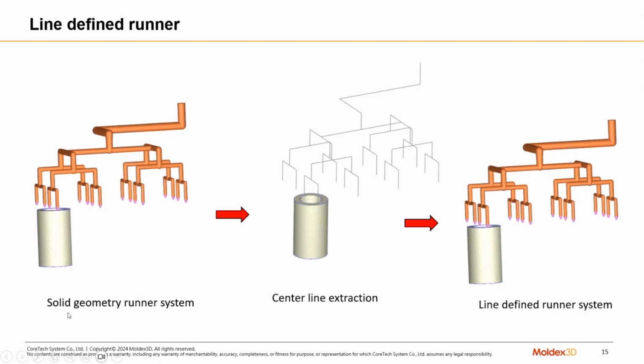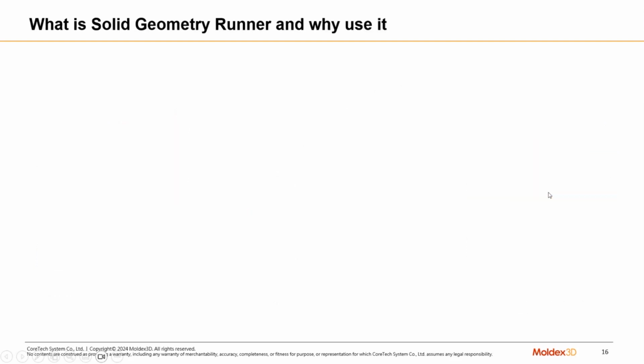So let's say you have a solid geometry runner system. This is the CAD or the STEP file we get from, let's say, SolidWorks or Creo that you're using. All we are doing is extracting the center lines, and then you are creating a line-defined runner system on top of that. Yes, it looks the same, but it's not the same. What we are doing here is just getting the CAD directly inside Moldex3D. But with line-defined, you are exporting the center line and then creating a line-defined runner system on top of it.